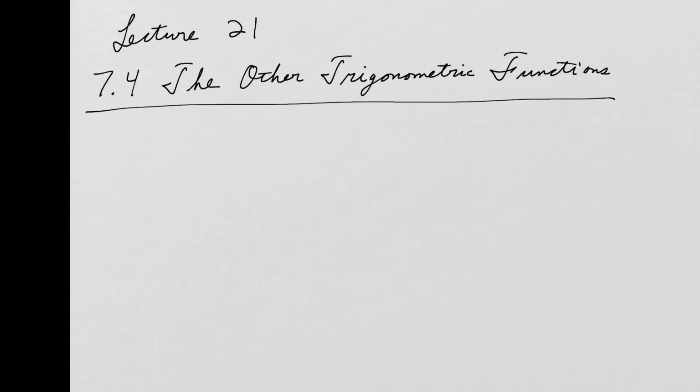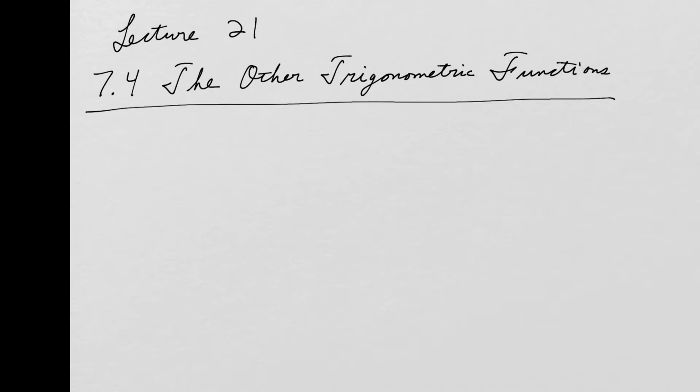Hello everyone, welcome to lecture 21. This is going to be on section 7.4, which is on the other trig functions. We're going to look at the other trig functions as a function of any angle. So we looked at sine and cosine pretty carefully. Now we're going to look at tangent, cosecant, secant, and cotangent.